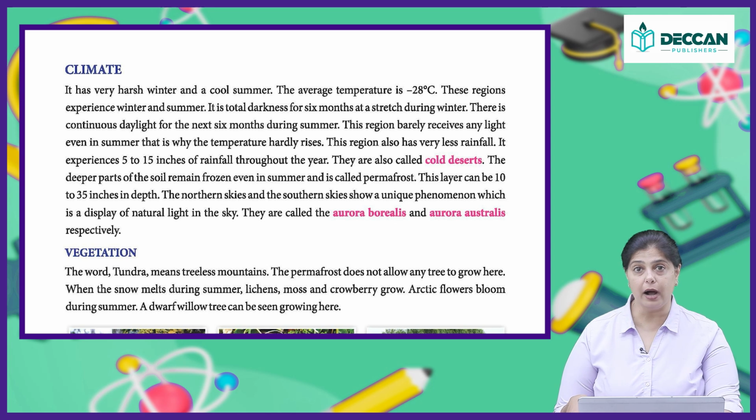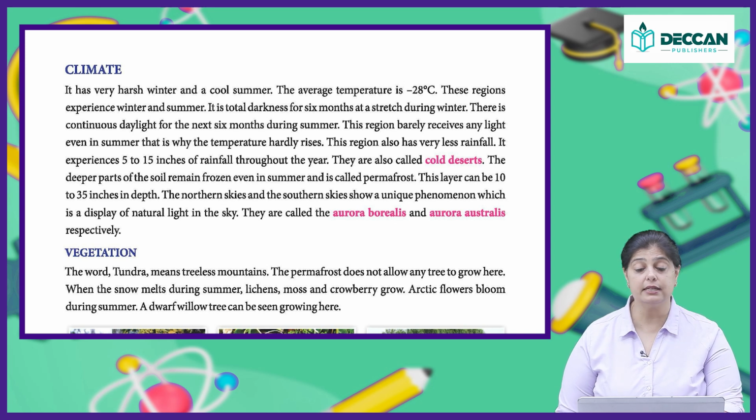Now, the deeper part of the soil remains frozen even during the summer time. How will the ice melt if there is no sunlight? It will melt only when the sun rays fall on it, the heat comes from the sun. However, it is not there. That is the reason why it is frozen throughout the year, even during the summers, and that is the reason why it is known as the permafrost. Now, this permafrost layer can be 10 to 35 inches in depth.